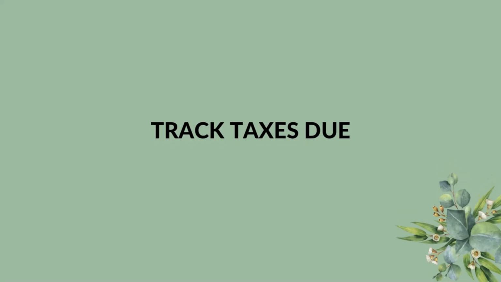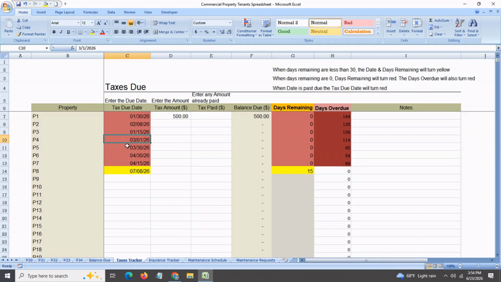Then we go to the taxes due tracker, and this is an automatic color-coded tracker of when taxes are due for each of your properties. If the date is past due, it will turn red, and if there are still days remaining, if it is less than 30, it will be yellow and will show you the number of days remaining. Over here, as you can see, this date is red. It's April 15. I'm recording this on June 23rd, so it's showing the number of days overdue as 69. Say this date is September 8th, then you'll see it stays white and the days remaining is 77. You can enter the tax amount, the tax paid, and it will automatically show you if there is any balance due.